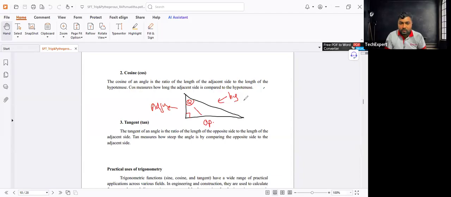Then cosine or cos is the relationship between the adjacent side and the hypotenuse, or the angle of ratio between the adjacent and the hypotenuse side. From this we can measure how long the adjacent side is compared to the hypotenuse. When we compare to the hypotenuse, how much longer is the adjacent side? Understood? Comparison and angle ratio. Understood that one?